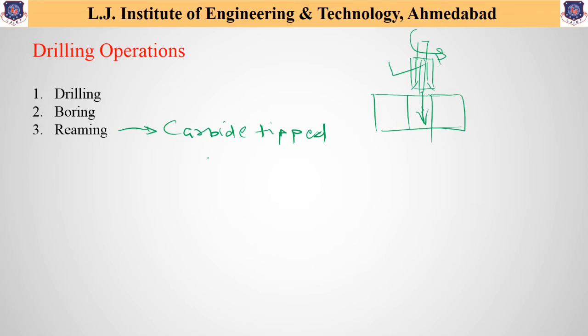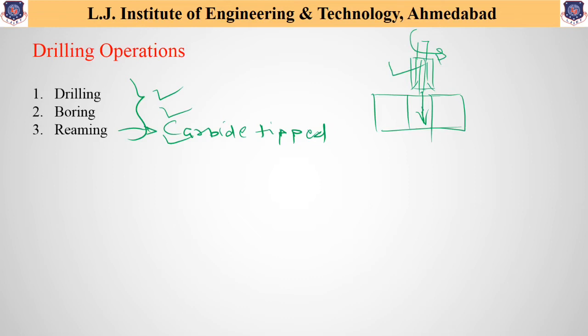So now one can compare drilling, boring and reaming operations. If we summarize these three operations, drilling is the operation to obtain the hole of desired shape and size, boring is the operation of enlarging the hole, and reaming is the operation of finishing the hole or bringing it to accurate size with a good or fine surface finish.